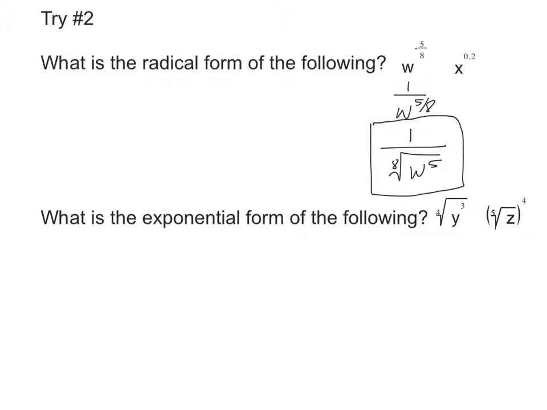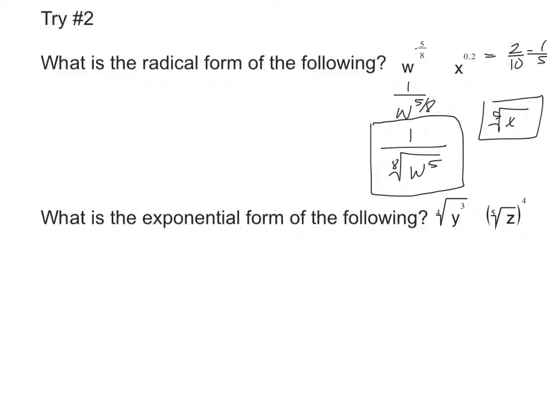All right, 0.2, that's really 2/10, right? That's 2/10, and if we reduce that, that's really 1/5. So this is really x to the 1/5. So remember, draw your radical. This is x. The power is 1, so we really don't have to write the 1, and the root is the denominator, which is 5. So it's the 5th root of x is our answer.